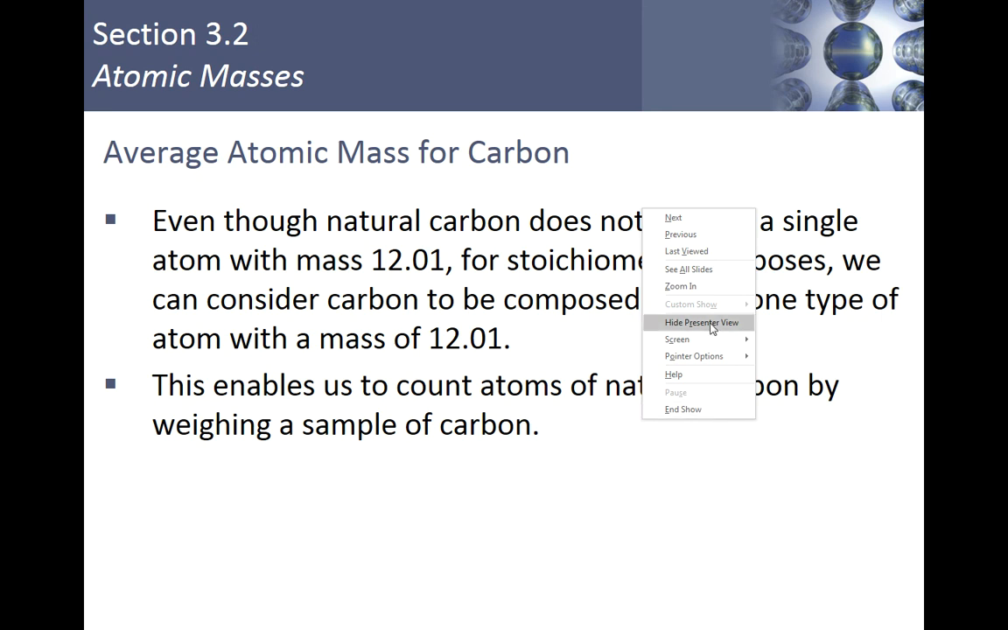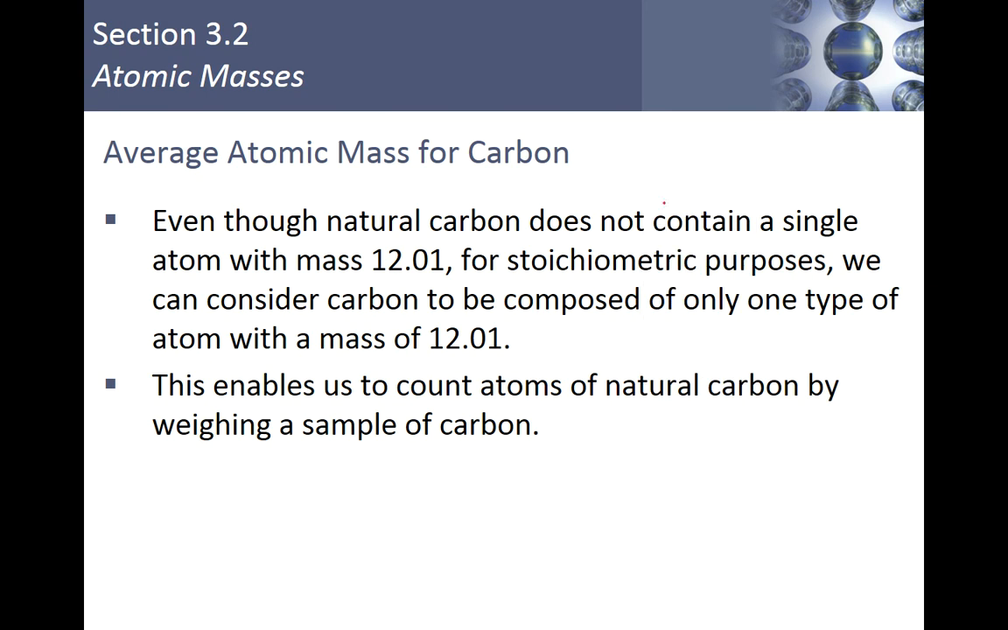All right. Looking at this, it says that the average atomic mass for carbon, even though natural carbon does not contain a single atom with a mass of 12.01, for stoichiometric purposes, which is just making sure that we have whole numbers and everything works out perfectly, we can consider carbon to be composed of only one type of atom, which has a mass of 12.01. It really helps with our numbers, and you'll see that in a little bit. So this enables us to count atoms of natural carbon by weighing a sample of carbon.